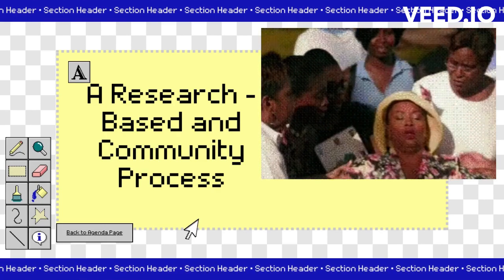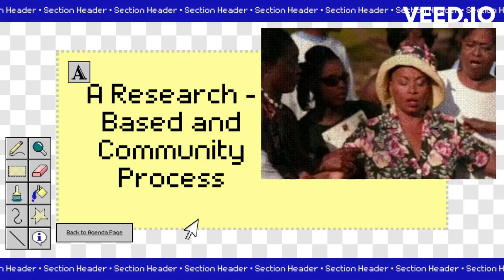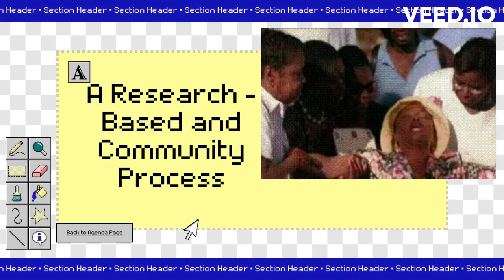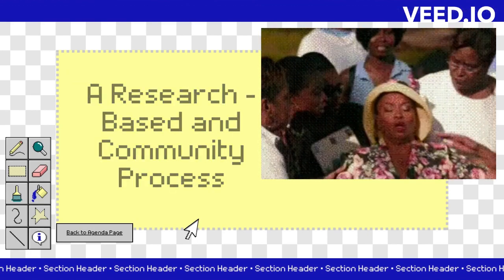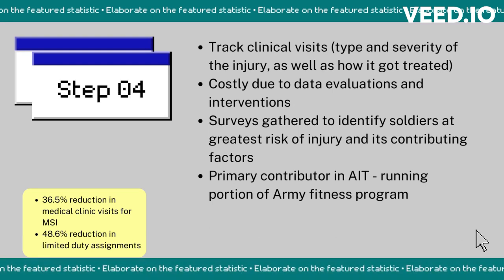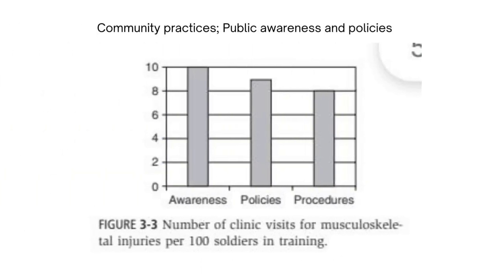Moving on to our last and final step, a research-based and community process. This step proves to be quite expensive, as you'll have to collect all the data, including tracking clinical visits, type and severity of the injury, as well as how it got treated. Different surveys are held to identify individuals at high risk of getting the issue. As per the case study, we identify soldiers at greatest risk of injury.